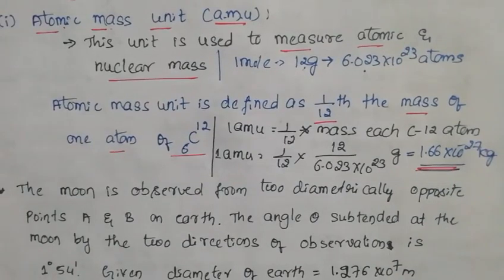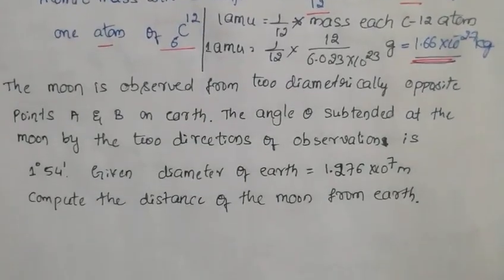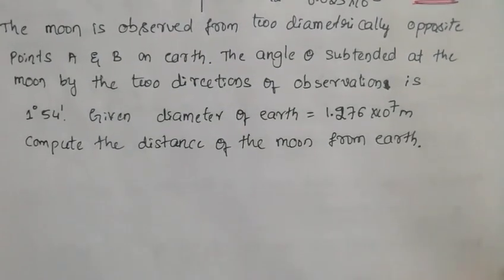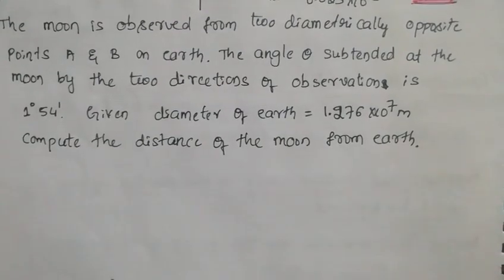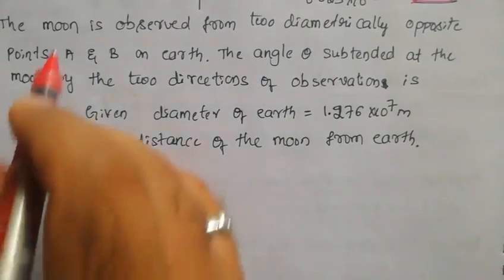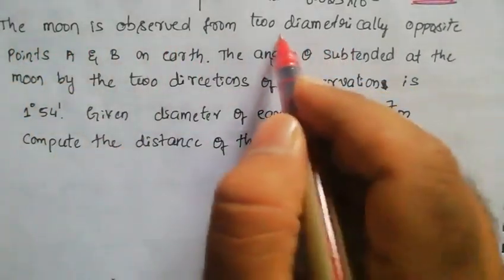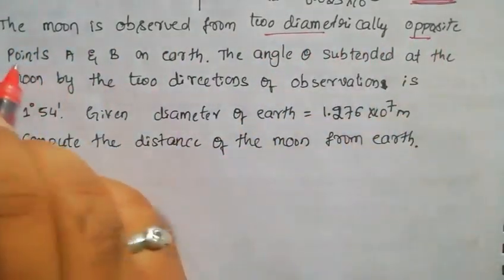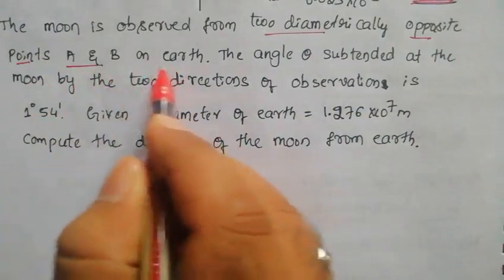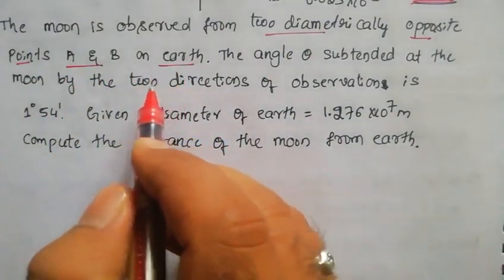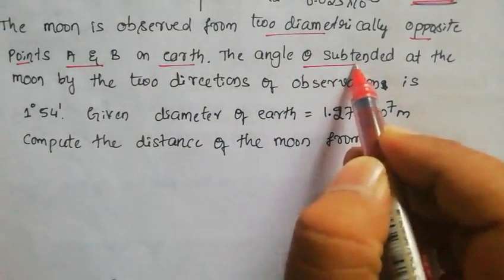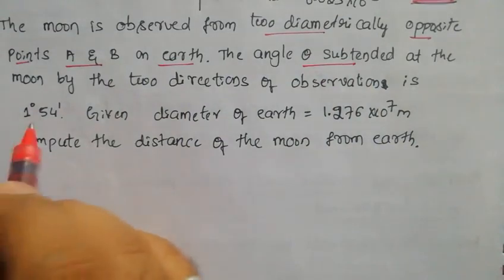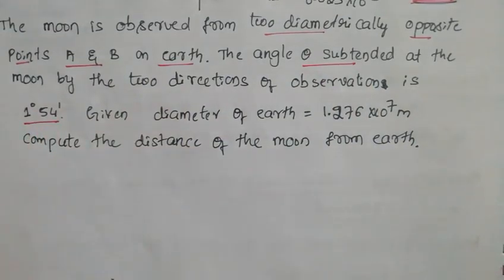Okay, let us do one or two numericals based on the parallax method that we saw. That is distance measurement. Now the moon is observed from two diametrically opposite points, A and B, on the earth. So the distance between the 2 points of observation is equal to the diameter of the earth. The angle subtended by the moon is 1 degree 54 minutes.